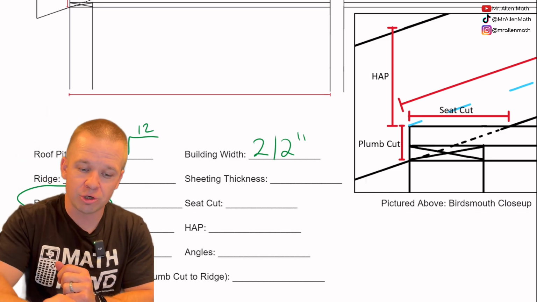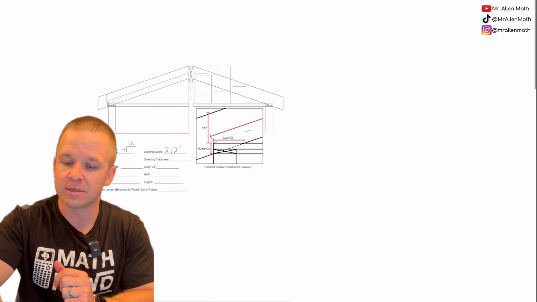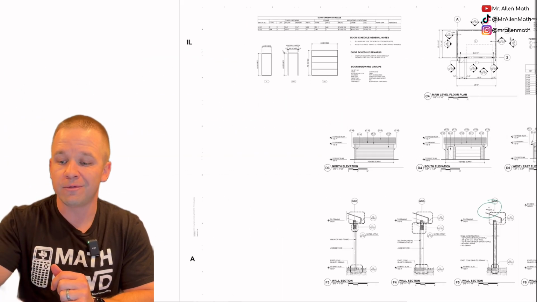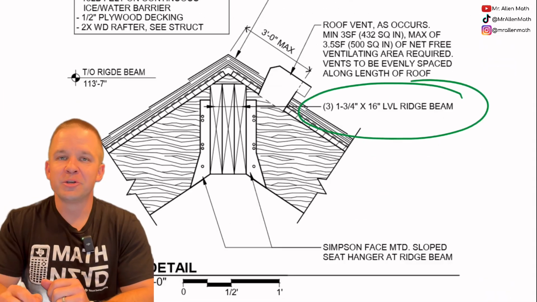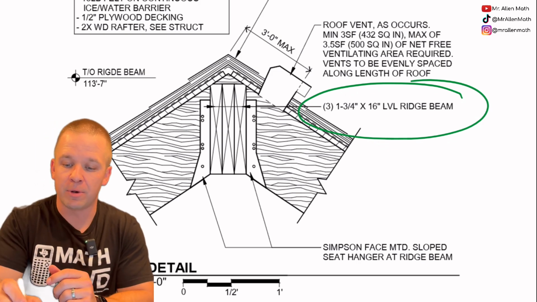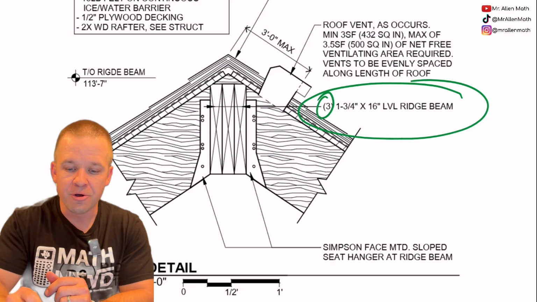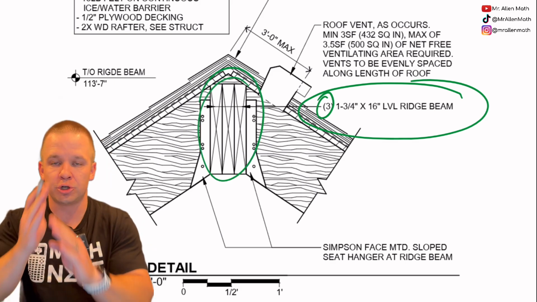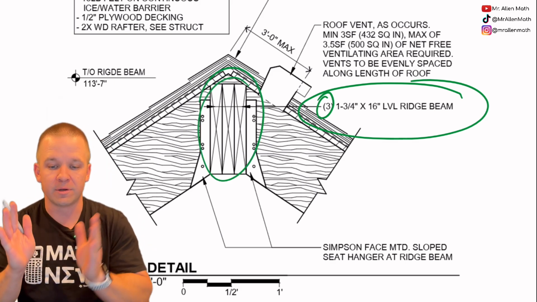So our ridge, let's take a look at our architectural plans. Our ridge is made of LVLs, okay? So we have a 1.75 by 16 inch LVL ridge beam, but notice it says there are 3, and you can see the 3 X's right in there showing those 3 different boards sandwiched together.